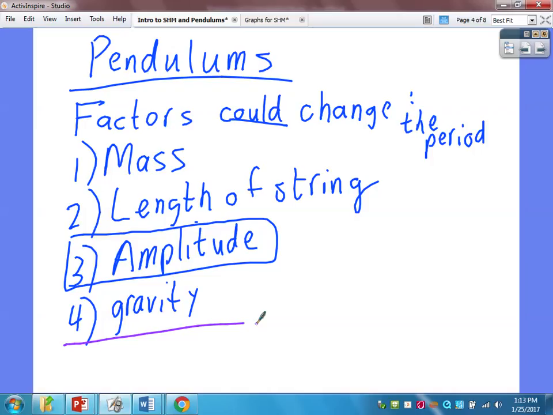So we say these are the things that could change the period. I'm not saying that they will change the period. And this is what you're going to confirm in a lab later on. I'm going to go through what will, and then you're going to confirm it during the lab with a little bit of error. So what will change the period? I'm going to jump right into it. I'm basically going to give it to you here.